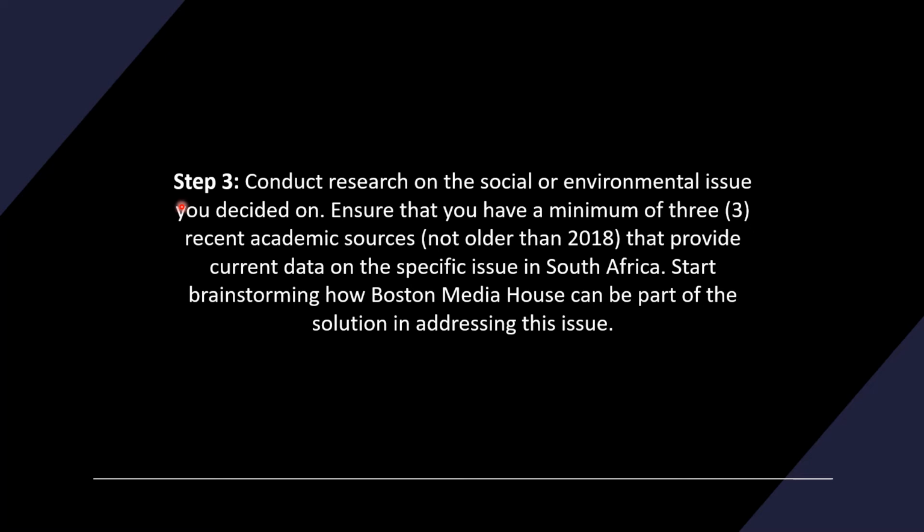All right, step 3. So these are obviously just the steps for question 2, just to remind you guys. So they are nicely laid out, should give you a good idea of how to go about this. Okay, so step 3 is conduct research on the social environmental issue you've decided on. Ensure that you have a minimum of 3 recent academic resources which are no older than 2018, so meaning they were published after 2018 or within 2018. That provides current data on specific issue in South Africa. Start brainstorming how Boston Media House can be part of the solution in addressing this issue. Okay, so obviously there's then a minimum requirement of at least 3 academic resources that are no older than 2018.